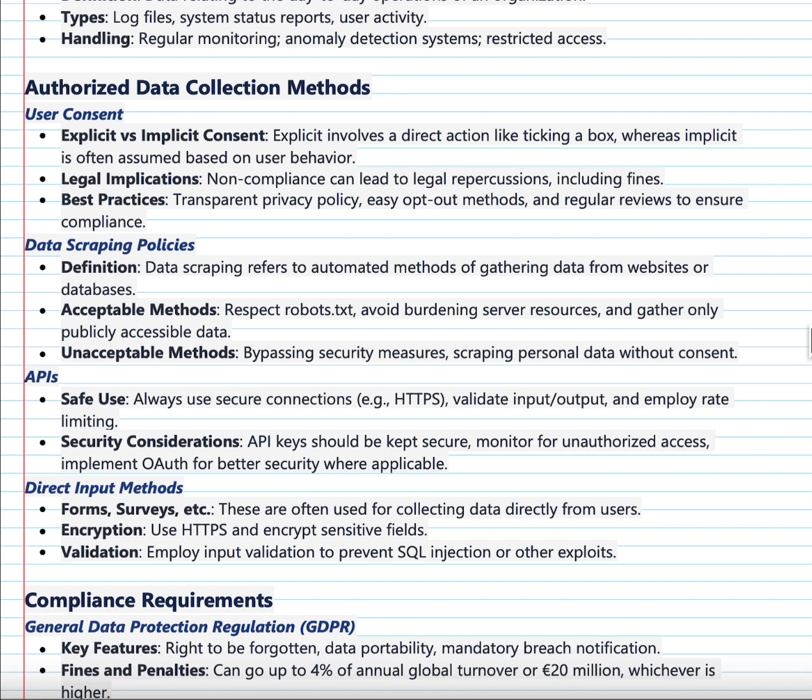This is often used for collecting data directly from the specific users. You want to make sure that there's encryption in place on these connections, and that they're properly developed so that they're not allowing some sort of SQL injections or any type of malware being put into those forms.